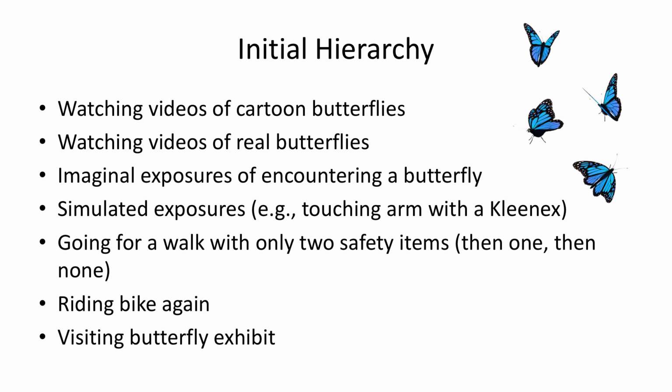Okay, so here's an example of an initial hierarchy for Charlie, who was afraid of a butterfly touching his face. So things like watching videos of cartoon butterflies, kind of like you see on the screen right now, watching videos of real butterflies, imaginal exposures of encountering a butterfly. So this means we were just pretending. We're in the room, there's a butterfly. We're just pretend playing that there's a butterfly there, or closing our eyes and imagining what it would be like if we saw a butterfly.